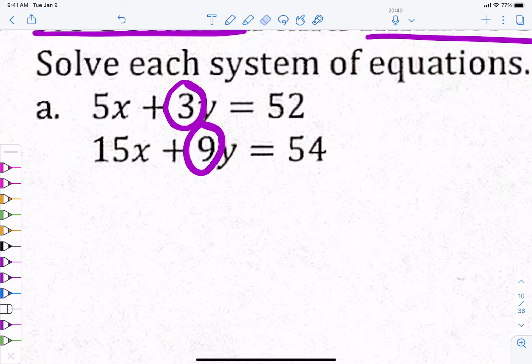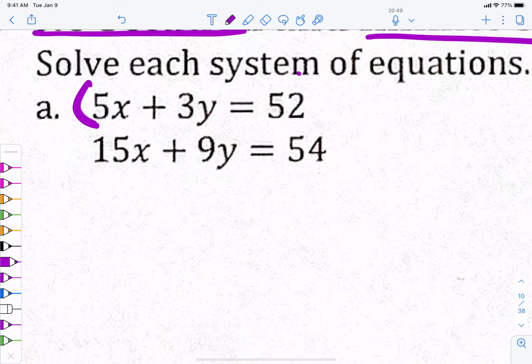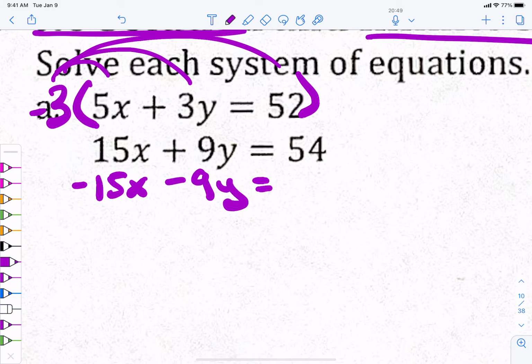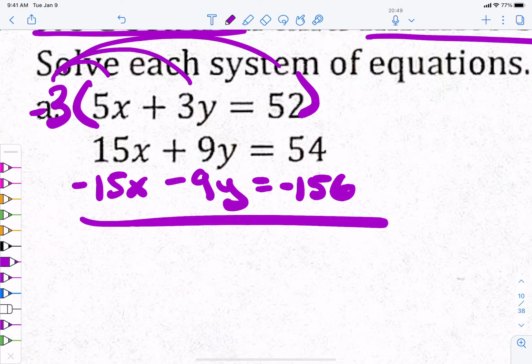I can just change the top one to be a 9 also, right? But we want it to be a negative 9, so Ellie says multiply him by a negative 3 because negative 3 times 3 will make that top one negative 9. Okay, negative 3 times 5x is negative 15x. Negative 3 times 3y is negative 9y. Equals, what's negative 3 times 52? Negative 156, okay? And the second equation I'm just going to leave right there because we didn't change him at all. And now we have to add them together.